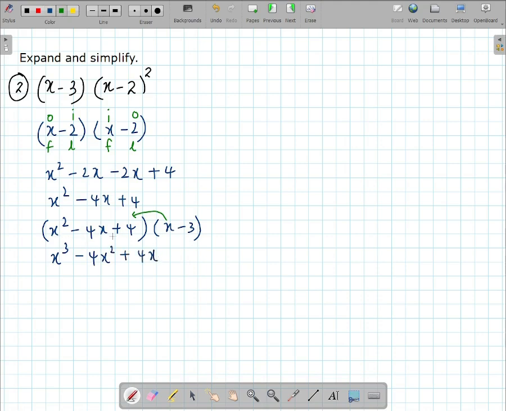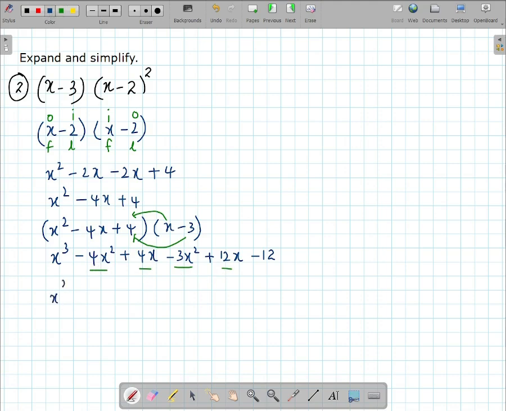Then I multiply entire bracket by minus 3. That is minus 3 times x squared, minus 3x squared. Minus 3 times minus 4x, plus 12x. Minus 3 times 4, minus 12. Now, like terms, I can see here minus 4x squared minus 3x squared plus 4x plus 12x.